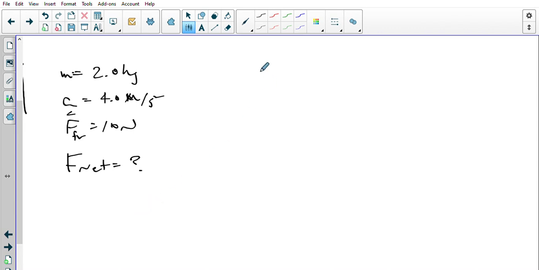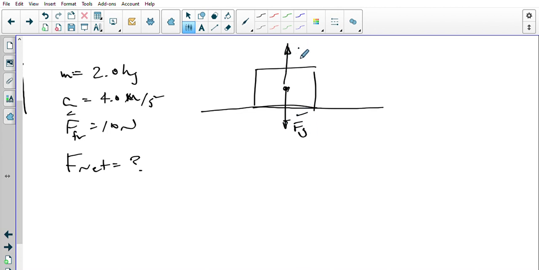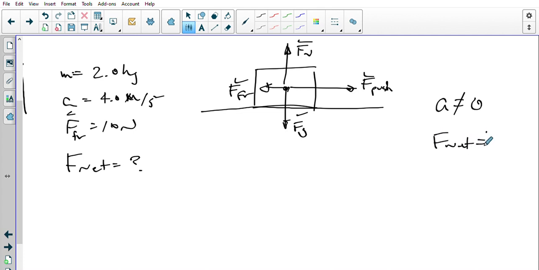Okay, so let's draw a diagram. What are the forces acting on this? Well, we've got the force of gravity. We've got a normal force. We've got a force of friction. And so then we're going to need to have a force of a push. Is the force of the push going to equal the force of friction? No. Why not? Because it's accelerating. The acceleration is not equal to 0. So our net force is not equal to 0. Because these are going in opposite directions.